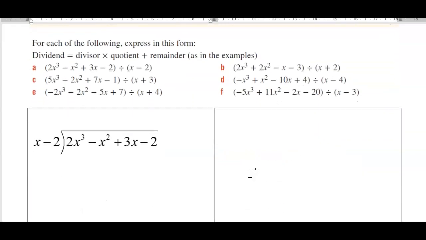Okay, so we're going to do these 6 questions. I just want to highlight, because I hope I don't forget, notice that D, E, and F, our dividend starts with a negative. So our leading x cubed term is negative. So we're just going to do them slightly differently.